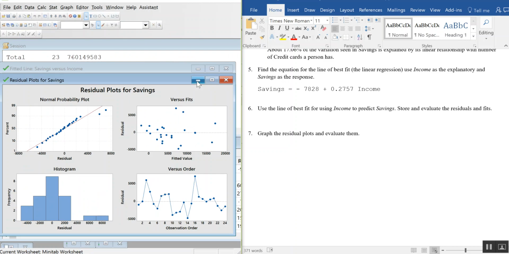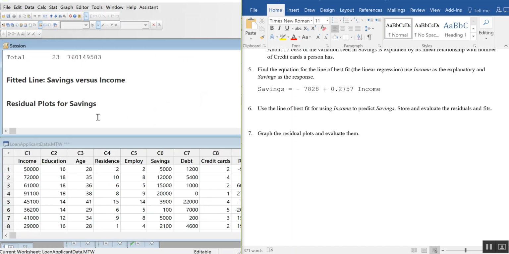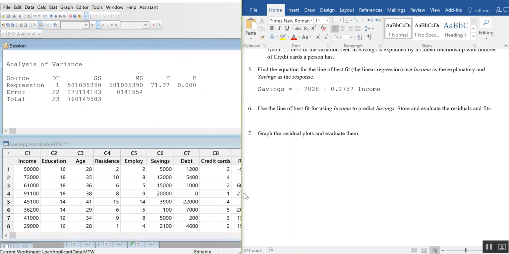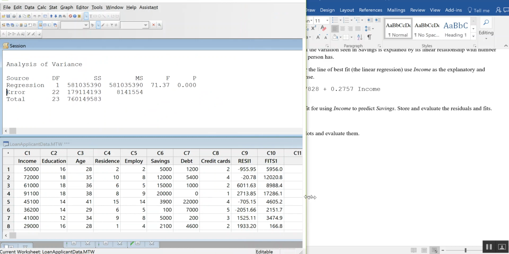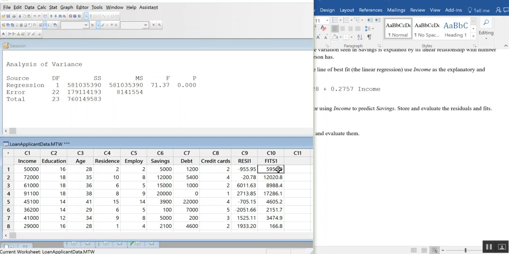It's going to produce lots of stuff for us. I'm going to shrink this graph for a minute because I don't need it. What I want to see is that, I'm going to have to pull this over so you can see it. It's created these values, Resi1 and Fits1. So Resi1 is your residuals, Fits1 is your fits. So what this is saying is that if I take this equation that I just found and I plug in, let's just look at this first row.